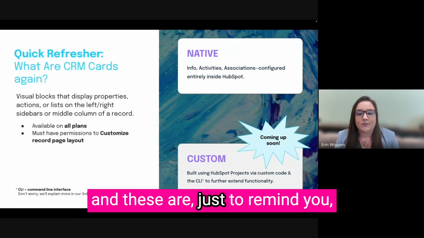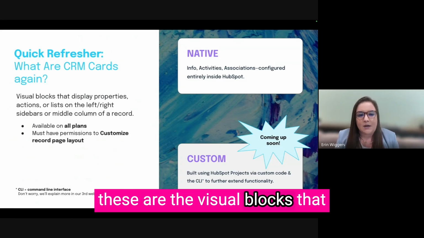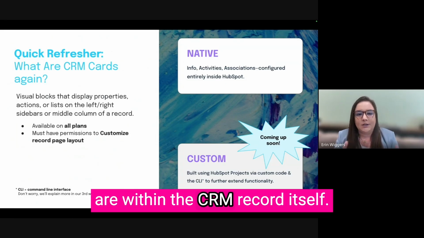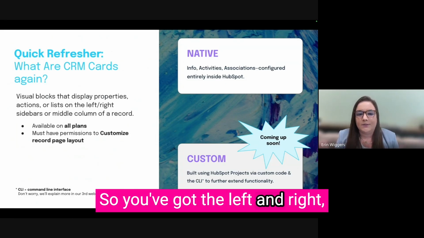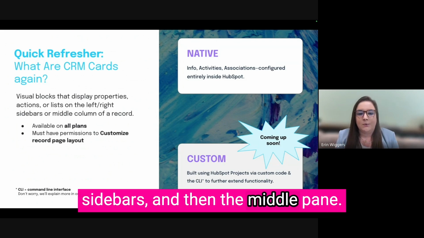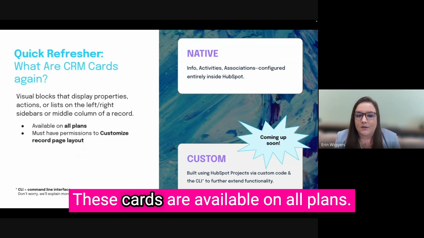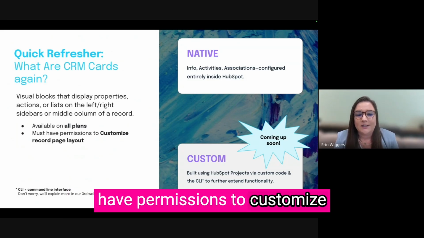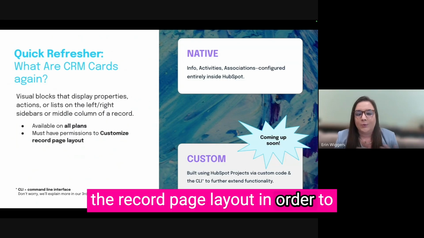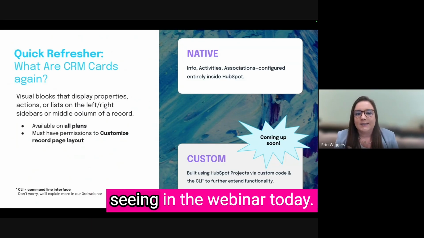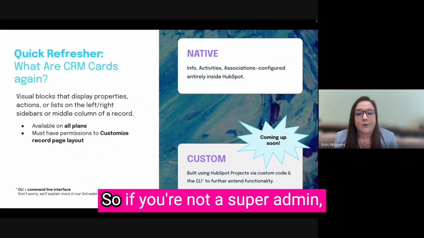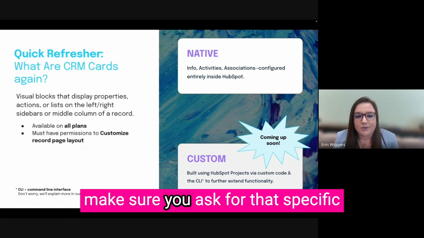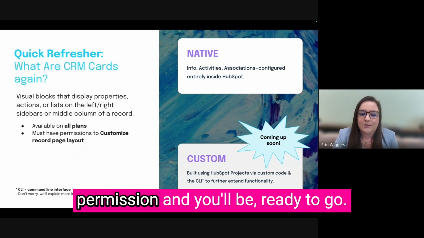Just to remind you, these are the visual blocks within the CRM record itself. You've got the left and right sidebars and then the middle pane. These cards are available on all plans. The only caveat is that you must have permissions to customize the record page layout in order to accomplish anything that you're seeing in the webinar today. So if you're not a super admin, make sure you ask for that specific permission and you'll be ready to go.